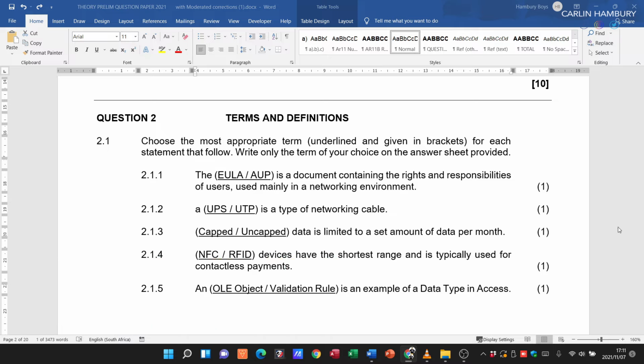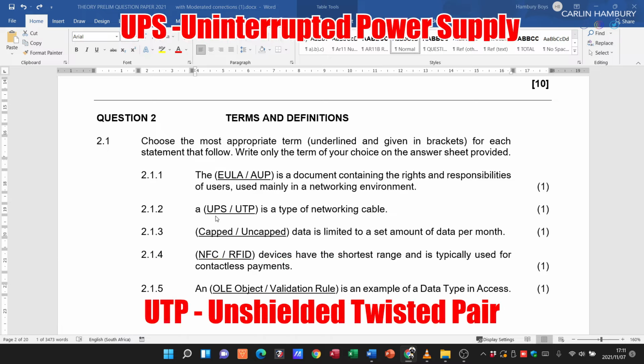Going down to our UPS, right? UPS stands for uninterrupted power supply. So what is that? Our UPS basically acts like a battery to keep the PC running when the power's off. So generally your PC will plug into a UPS, your UPS plugs into the wall, so that when the power goes off, when Eskom decides to say, time for load shedding, your PC will remain on. It doesn't stay on forever, but it stays on for a specified period of time so that you can shut down your PC safely. UTP is a type of standard for cables.